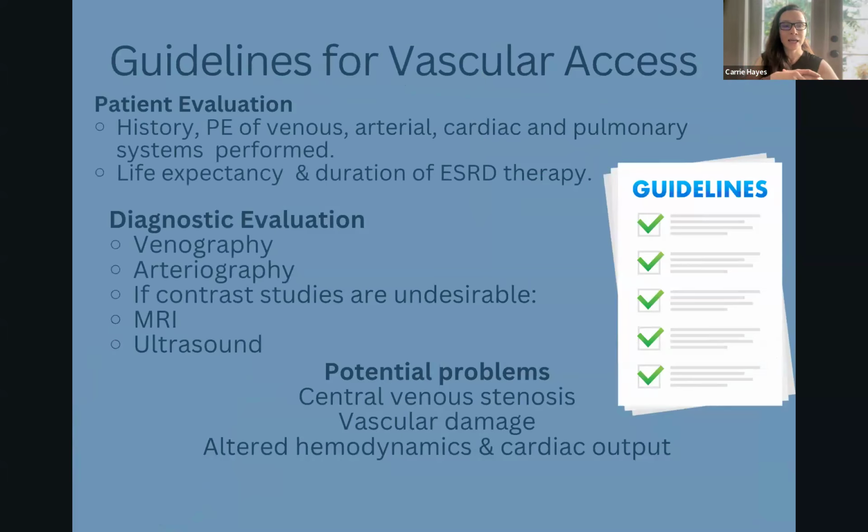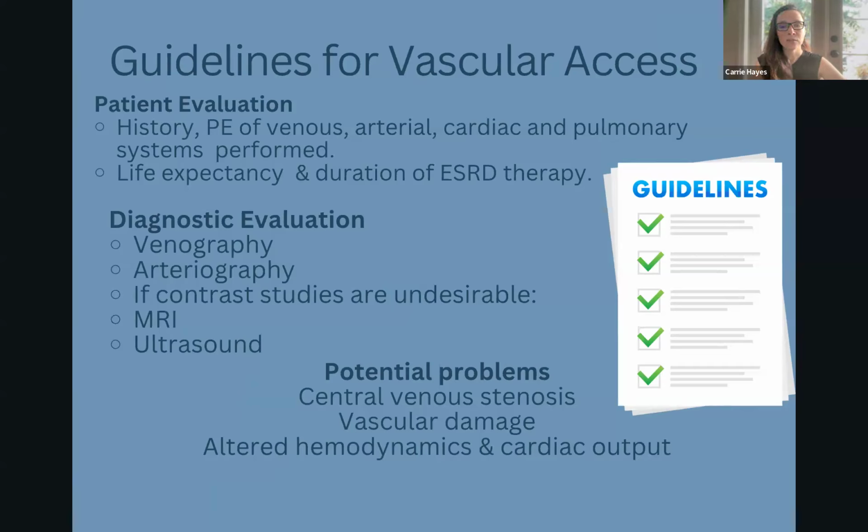Just some general guidelines though. We have a patient that is presenting for vascular access, so we're going to need to spend a little time with that chart. Patient evaluation: what is their history, physical exam, venous, arterial, cardiac, pulmonary, life expectancy of the patient, the duration of the ESRD therapy. Is this a patient that's never going to get a transplant? Are we getting them ready for transplant? Have they had prior access like dialysis catheters? It's important to know this information about patients.